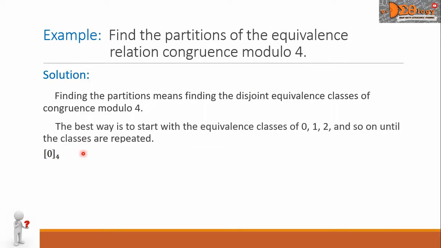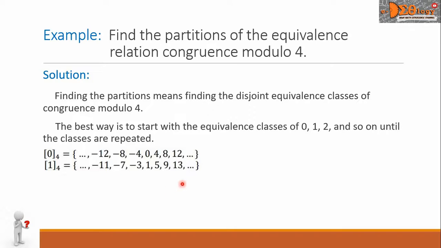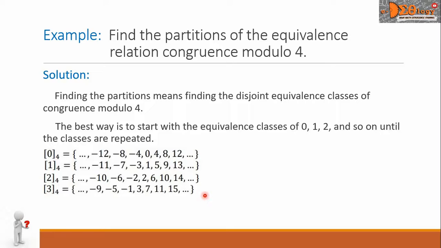Let's begin with the equivalence class of 0 of the relation congruence modulo 4. We know the elements of this equivalence class. Here are the elements. Next is the equivalence class of 1, and the elements are here. Followed by the equivalence class of 2, and we will write the elements like this. The equivalence class of 3, and the elements are now here.